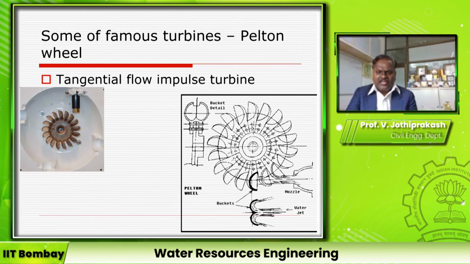And the impinging velocity, exit velocity, and tangential velocity are all estimated using a simple hydraulic calculation called velocity triangles, which you might have studied in your hydraulic engineering.